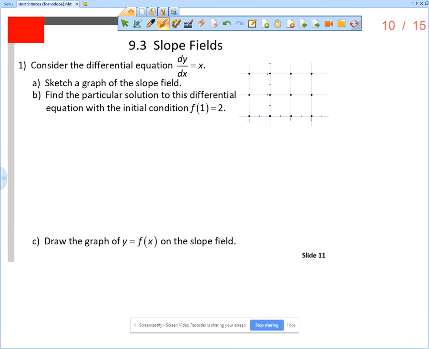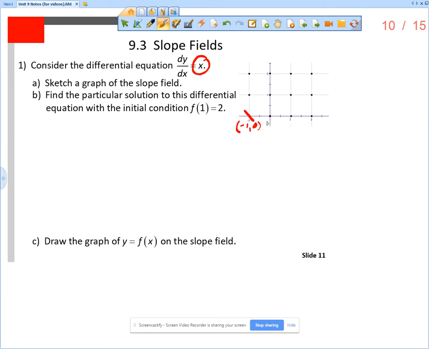All right, so sketch a graph of the slope field. Very simply, what I want to do is take each point and figure out what its x, y coordinates are, and then plug them into the differential equation. Now, you'll notice dy/dx is x. So what does that mean? dy/dx, remember, is the slope. So the slope is equal to x. If I go to this first point, -1, 0, the x is -1, so that means the slope is -1. So I draw a line segment with a slope of -1.